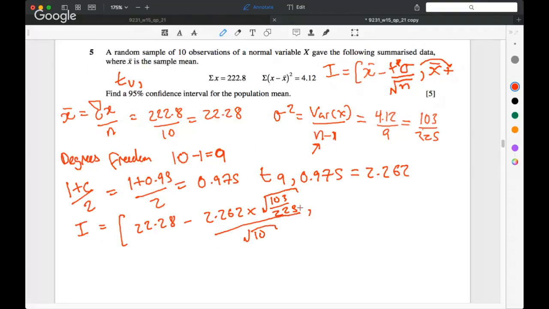Let me just double check I put in all the right numbers here. 22.28, minus 2.262 times the square root of 103 over 225, over square root 10. And that gives you 21.796, which I think is the correct answer they put in the mark scheme.